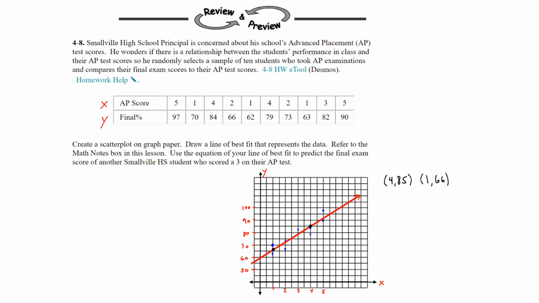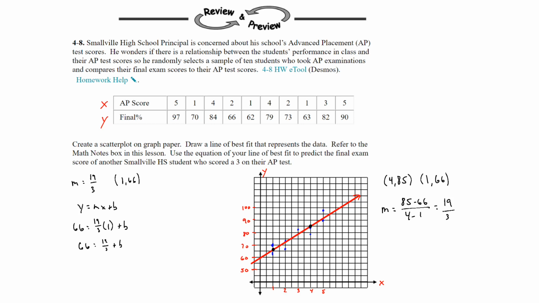We're going to find the slope of these 2 points and then find the y-intercept. I did the change of y over the change of x and got 19 over 3. I'm going to use that slope and this point, (1, 66). Remember, we plug into y = mx + b, y being 66, your slope is 19/3 times 1 plus b. So we get 66 = 19/3 + b.